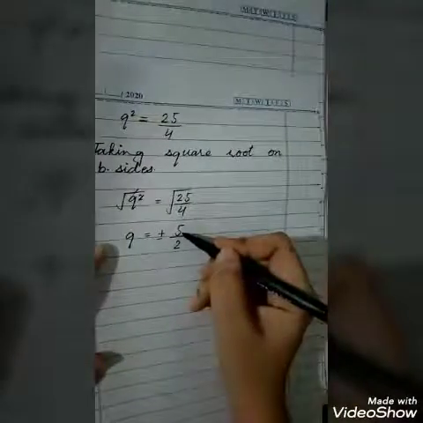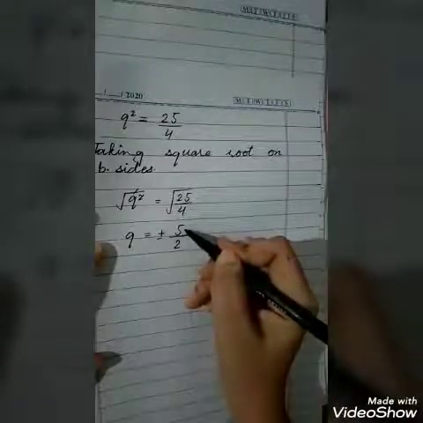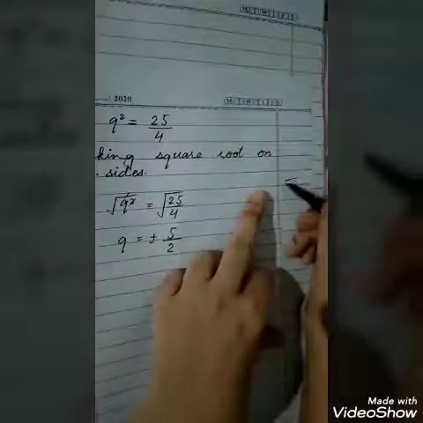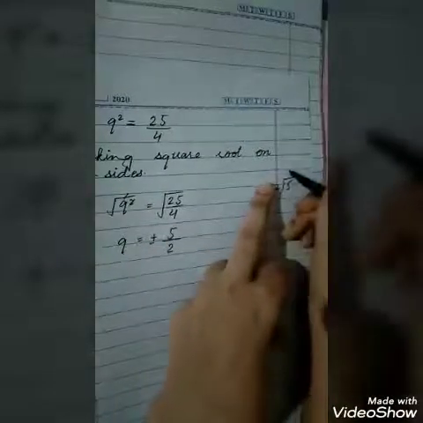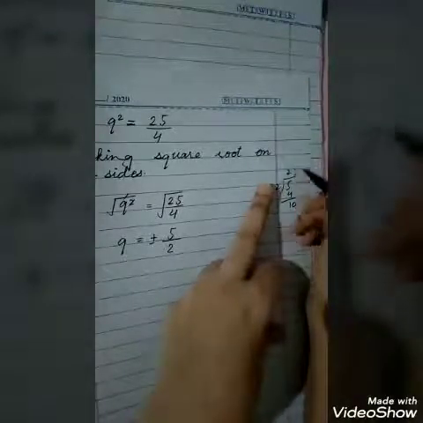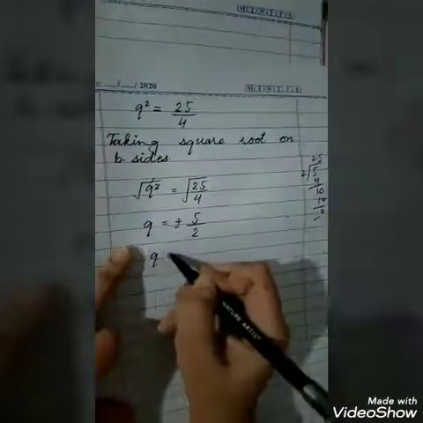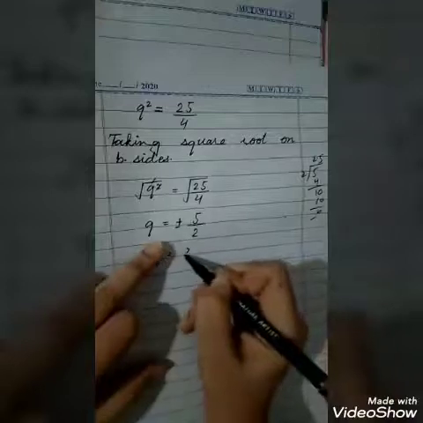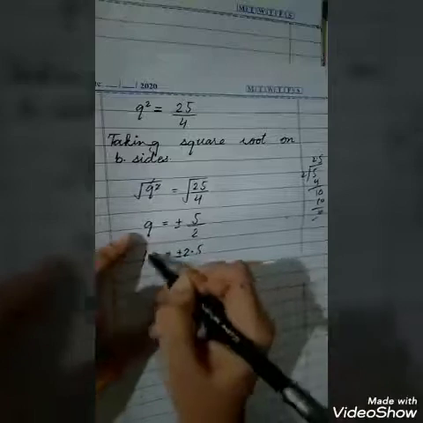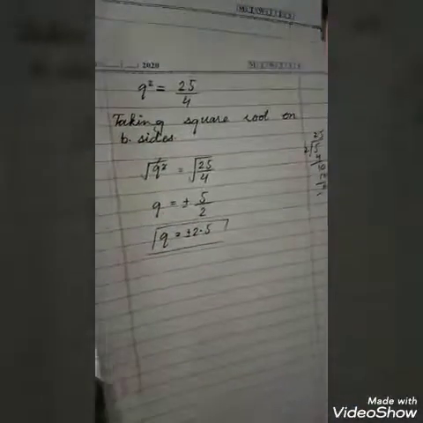The numerator is larger than the denominator, that's why we have to divide it. 5 divided by 2: 2 times 2 is 4, remainder 1, then 1.0 and 2 times 5 is 10. So q will be equal to plus or minus 2.5. It is the value of q which was required to find. So we have found it now.